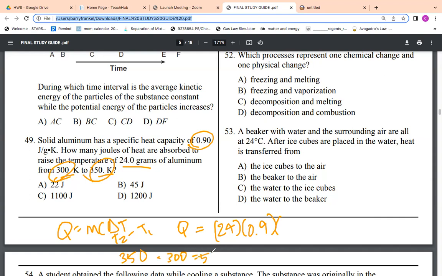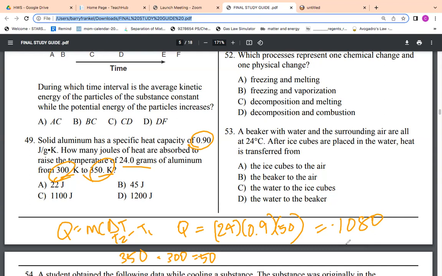So it's a positive change. It's positive 50, okay? So we take this, we multiply everything all together. I'm doing that right now. And I am getting 1,080. That's not necessarily an option, but what they are doing is they're using significant figures, okay?